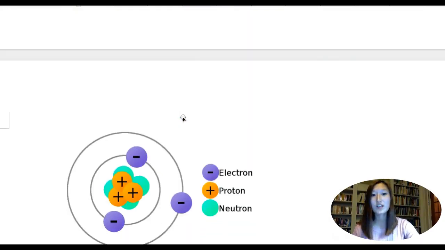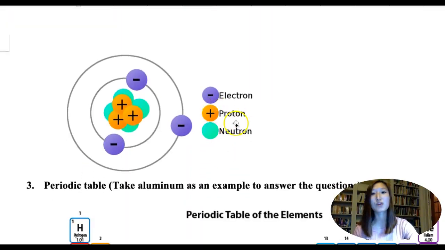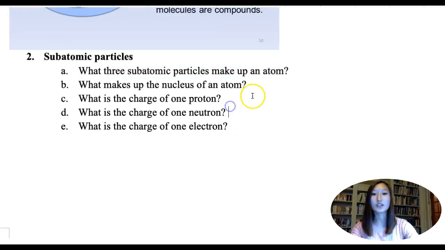We have protons, neutrons, and electrons, and the charges are: protons are positively charged, electrons are negatively charged, and neutrons are neutrally charged. Electrons, unlike this picture, are incredibly small compared to protons and neutrons. Let's take a look at the questions. Protons, neutrons, electrons for the first question. What makes up the nucleus?